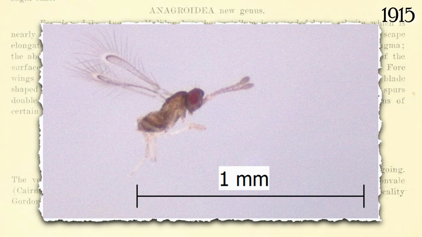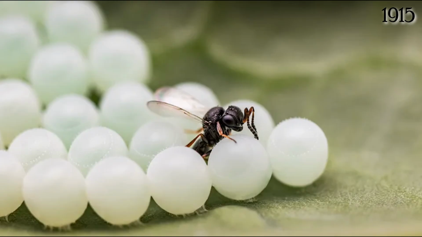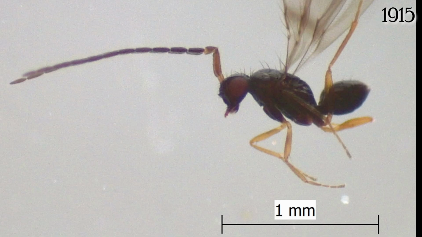The typical ecological strategy of fairy flies is to parasitize the eggs of other insects. They are so small that they are able to use their ovipositor, which is equivalent to the stinger in a bee or a hornet, to inject their eggs inside other insect eggs, where the fairy fly larvae will hatch, kill the host embryo, and take over its food supply. Our friend Anagroidea is large for a fairy fly, measuring, if we're feeling generous, a whole millimeter in length.